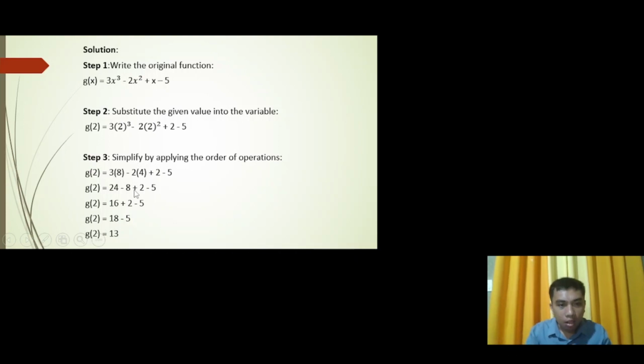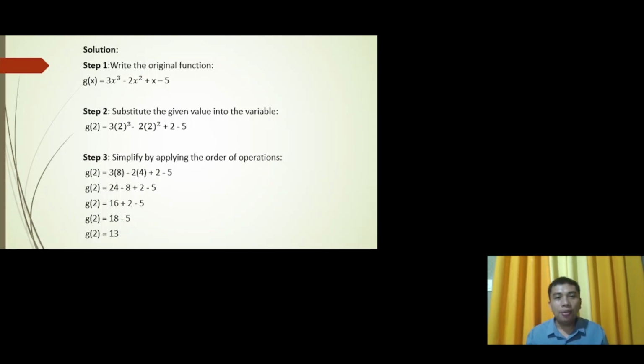So 24 minus 8, that is 16. And then plus 2 minus 5. So 16 plus 2, that is 18, minus 5. So 18 minus 5 is 13. Therefore, g of 2 equals 13.